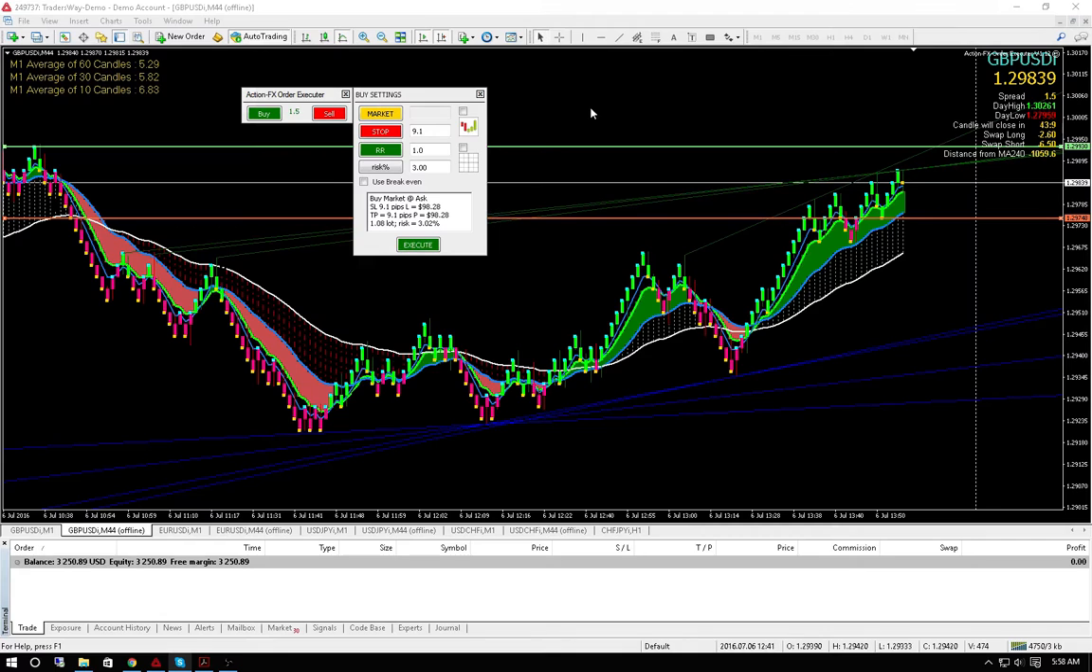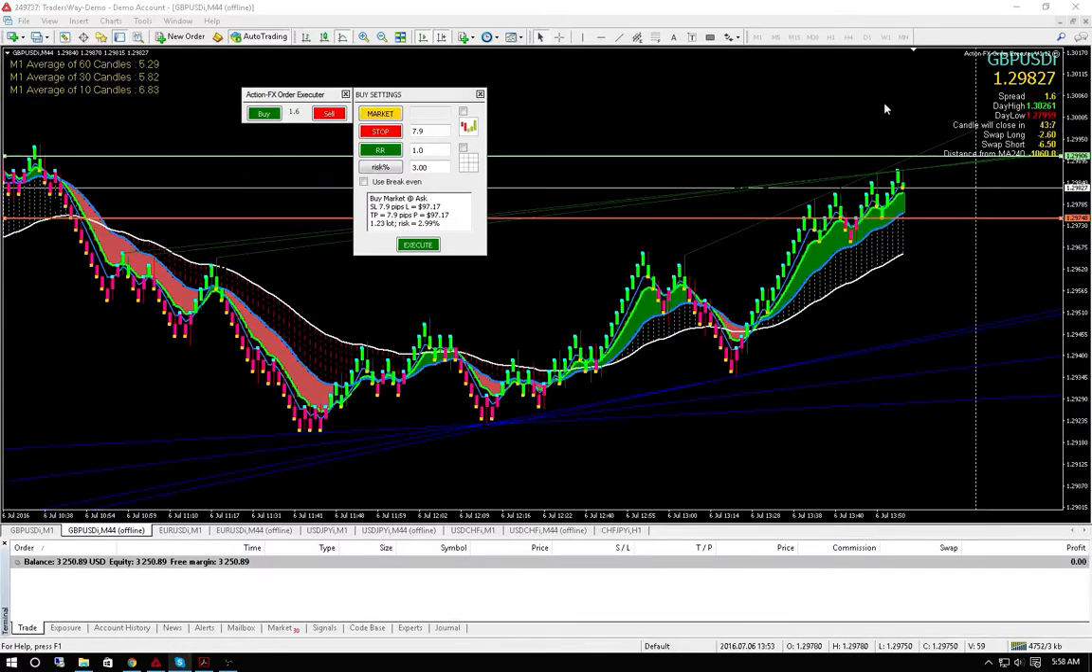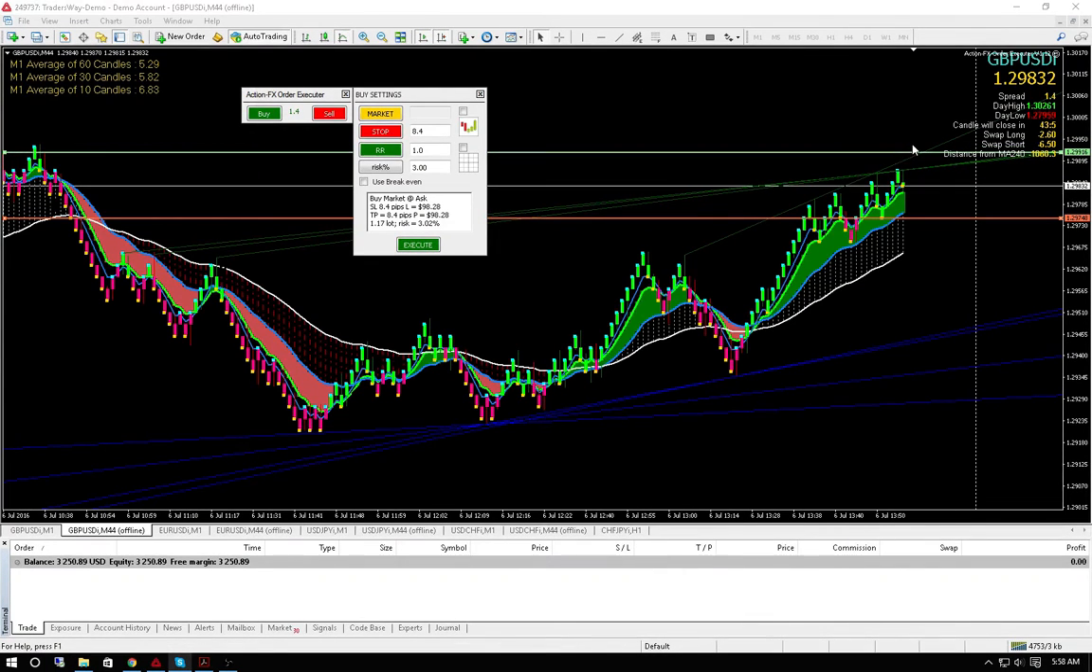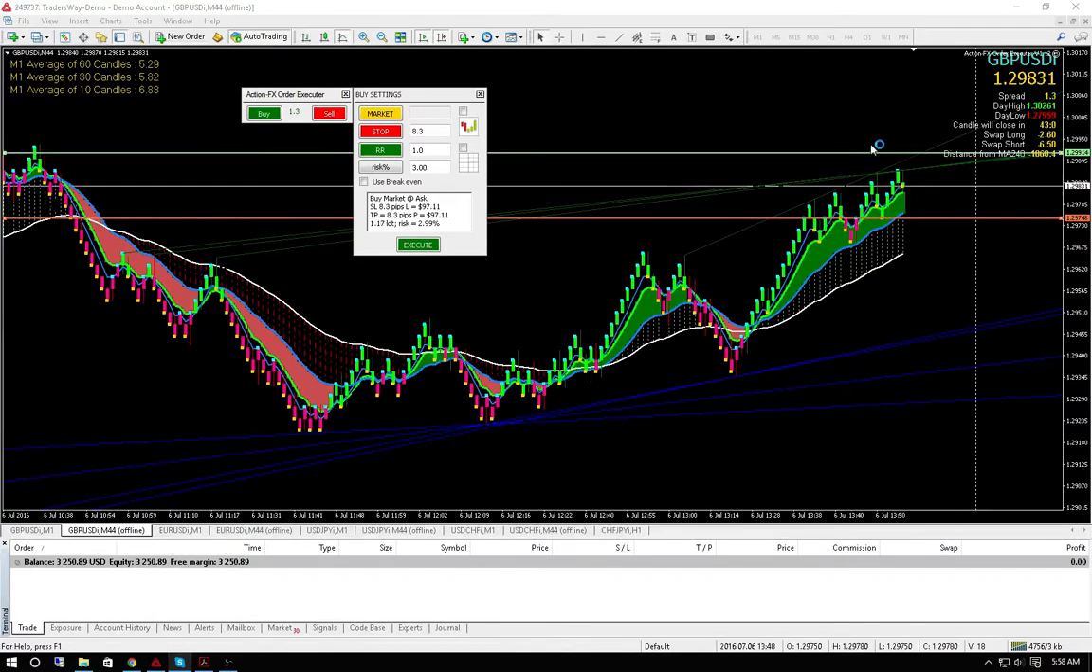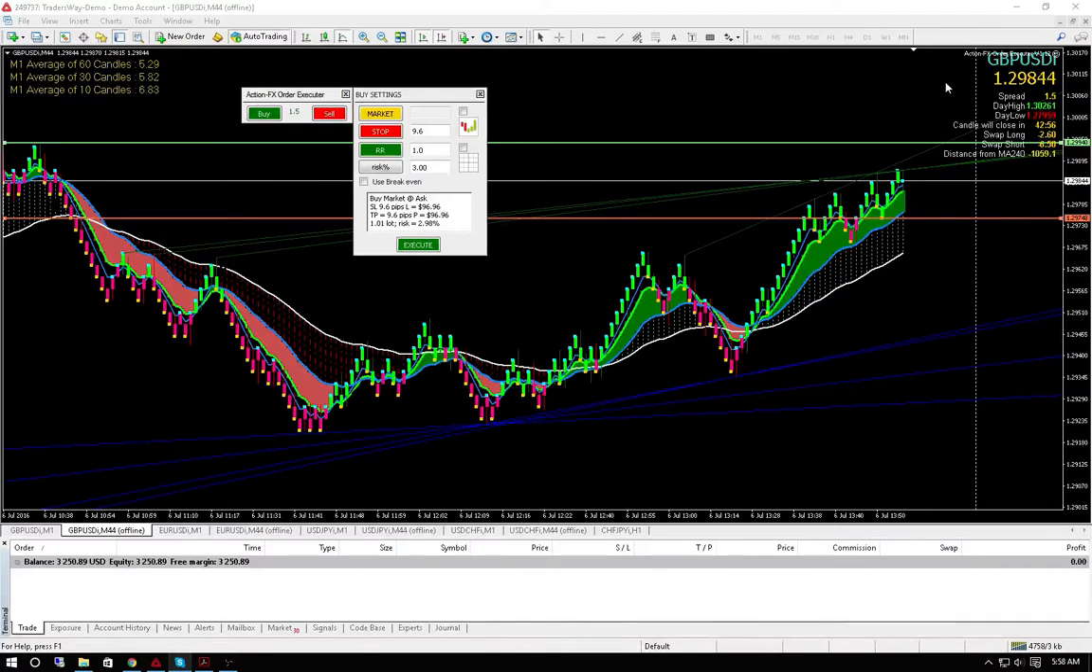Damn it, almost. Looking for a clear breakout on cable, but so far I'm not seeing it. It's bouncing up and down and following this damn trend line.